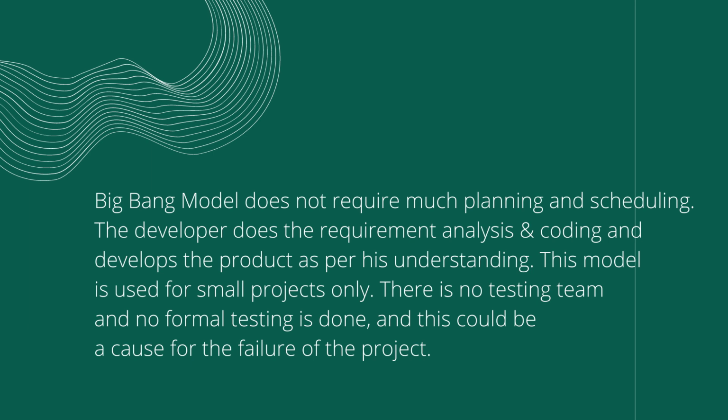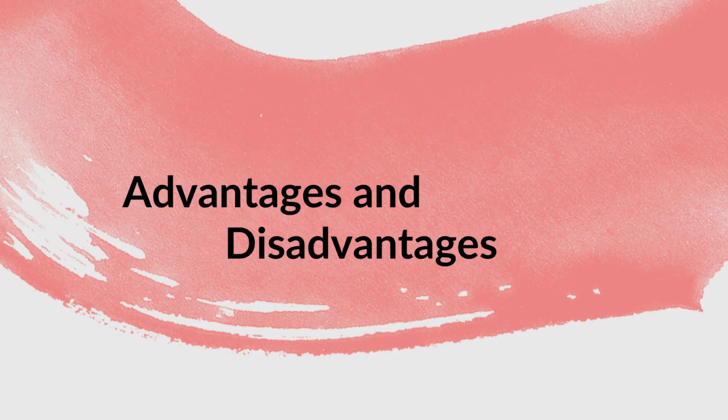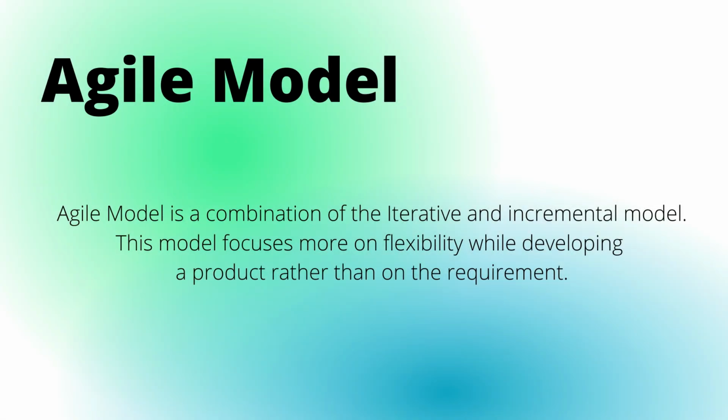There is no testing team, no formal testing is done, and this could be a cause for the failure of the project. The advantage of this model is that it is a very simple model. Less planning and scheduling is required. The developer has the flexibility to build the software on their own. The disadvantage of this model is that the Big Bang model cannot be used for large, ongoing, and complex projects, with high risk and uncertainty. The last SDLC model is the Agile model.